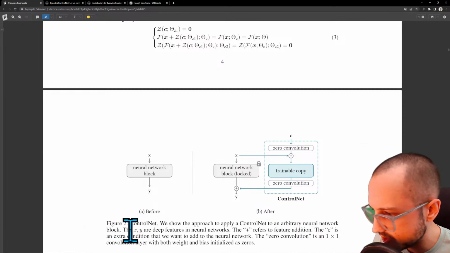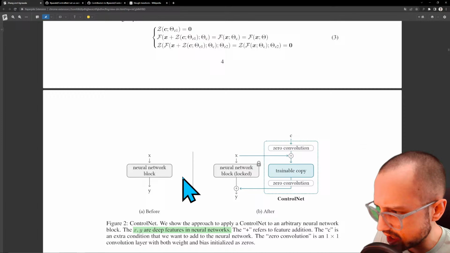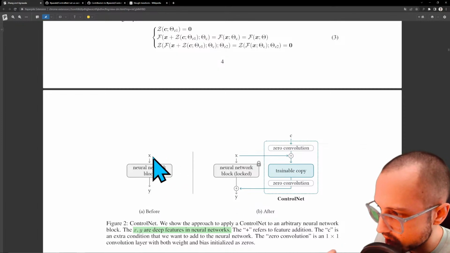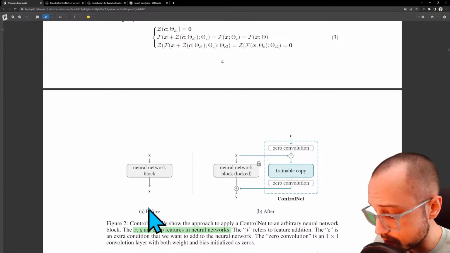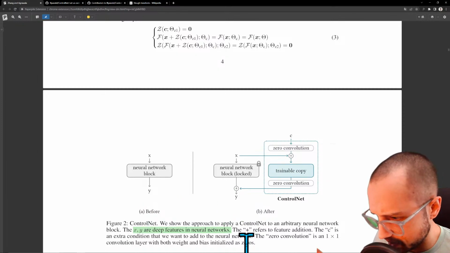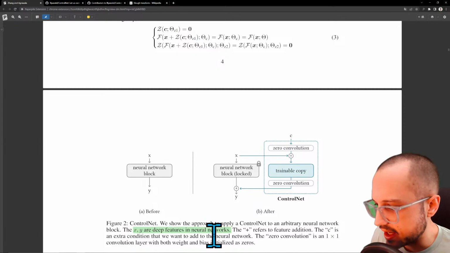X and Y are deep features in the neural network. So this is just the input and output. So generally, the input to a neural network, the symbol X is used, and then the output or the target is Y. But this neural network block doesn't necessarily have to be the entire neural network. It could just be a little piece of that. So what it's receiving is just the output of a previous layer, and what it's outputting will just be the input to the next layer. The plus refers to feature addition. The C is an extra condition that we want to add to the network.